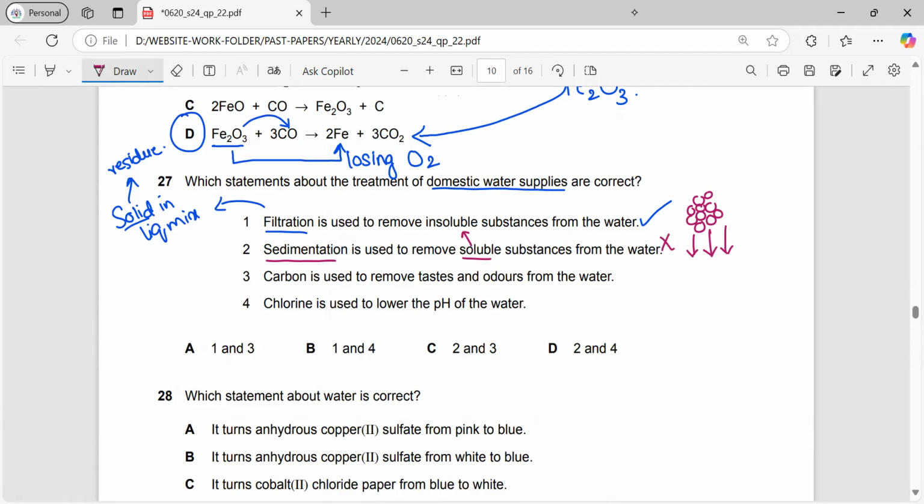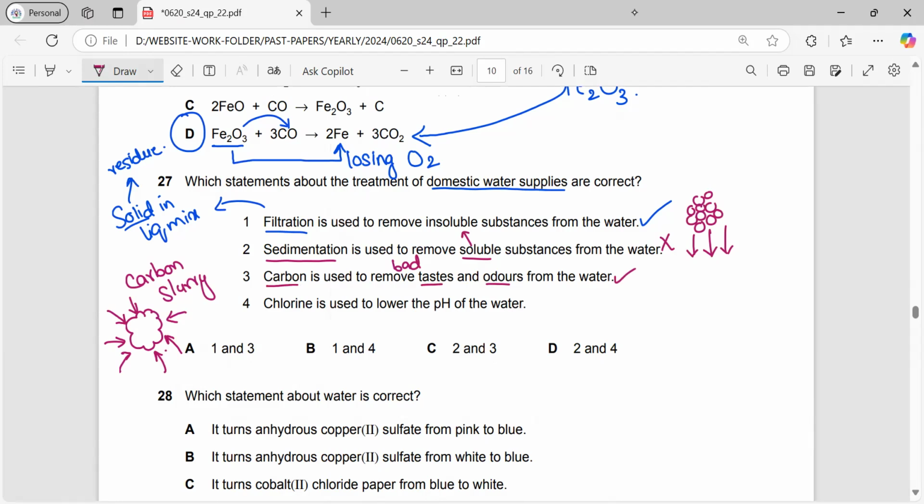Number 3, carbon is used to remove taste and odors from the water. We use carbon slurry in the treatment of water. Now carbon, in the form of charcoal, can absorb substances. It has the property to absorb chemicals. So carbon is used to absorb all the compounds which are responsible for bad odor or taste. So yes.